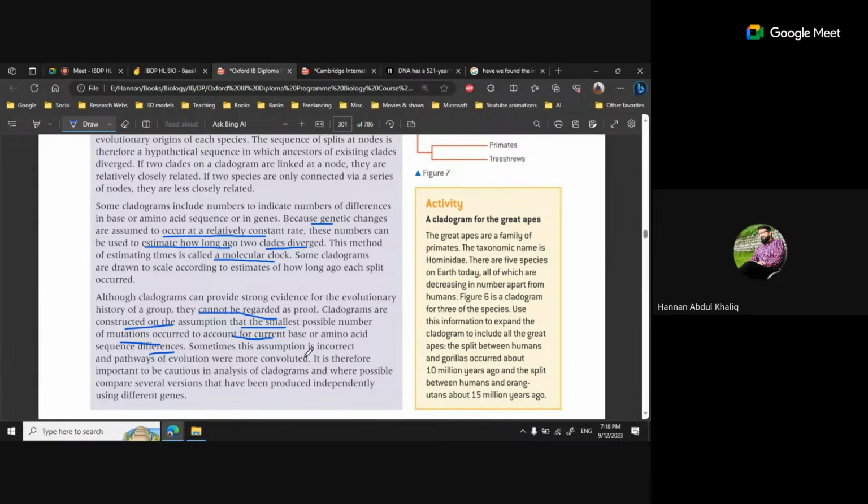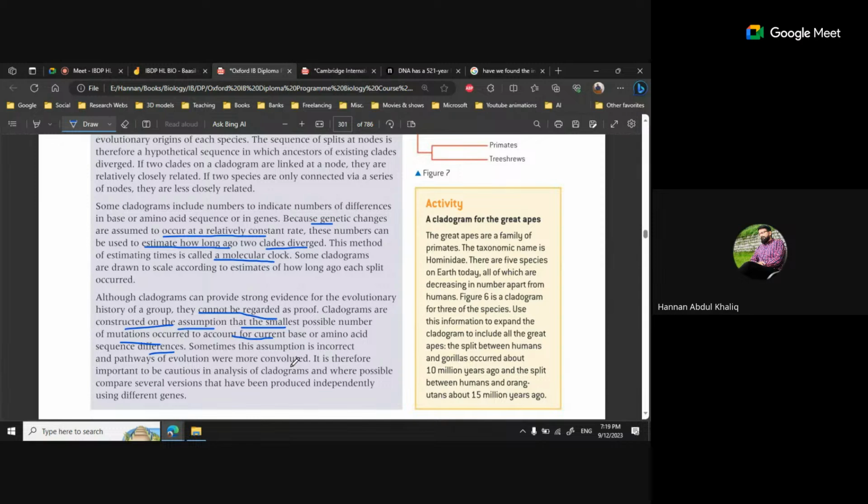For the cladogram to be corrected, what they are saying is that it is constructed on the assumption that the smallest possible number of mutations occurred to account for current base or amino acid sequence differences. Sometimes this assumption is incorrect, and pathways of evolution were more convoluted, which means it is not that much right, because if we conclude all of our evolution on the basis of only genetic or protein sequences, maybe we are wrong. Maybe the difference is not due to mutations, or the common genetic sequence is not due to a common ancestor. Maybe it is because of some other reason. Are you getting it?